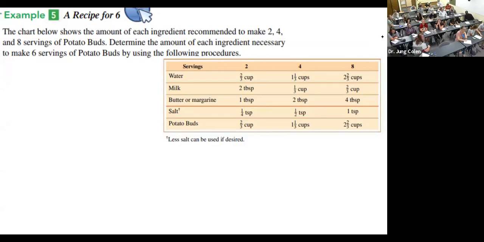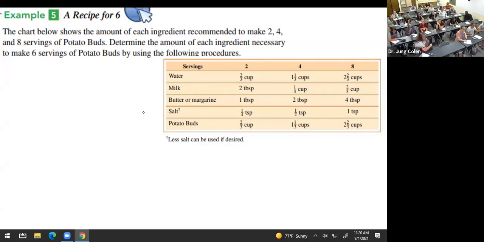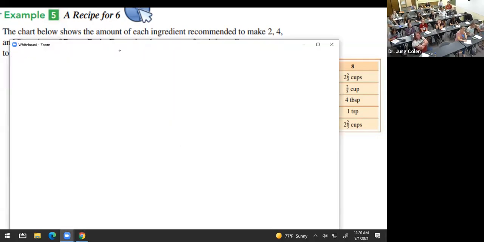Alright, how many of your groups have at least two strategies? Raise your hand proudly. Awesome. Okay, so I think it's time to share your ideas. Elizabeth, this group. Elizabeth, where are you? Elizabeth, what did you come up with?